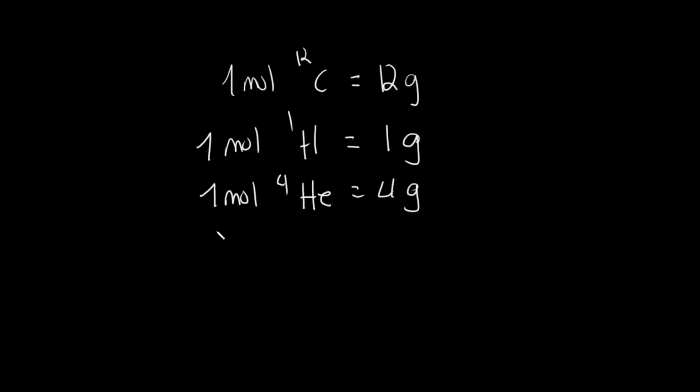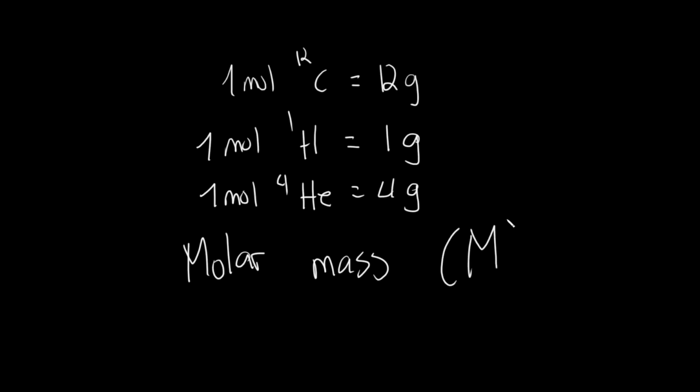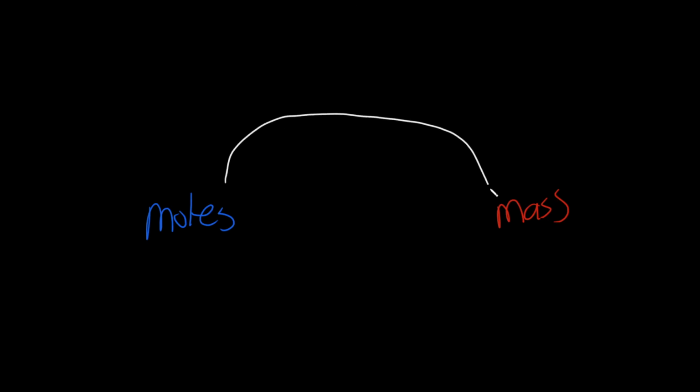Now this is a very important observation because we just figured out a way to turn moles into mass. And this property has its own name, and it's called the molar mass, which is usually denoted as a big M. Let's see how moles relate to mass by making the same type of diagram, where we have moles on this side and mass on this side. How do we go from moles to mass, and how do we go from mass to moles?